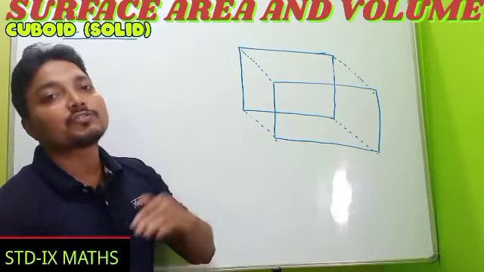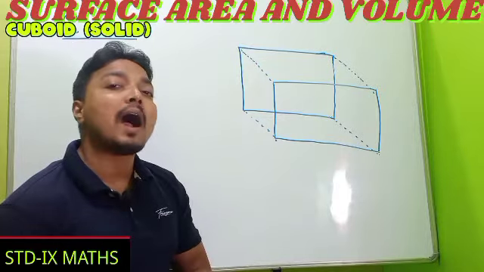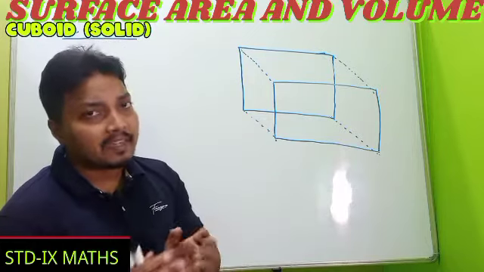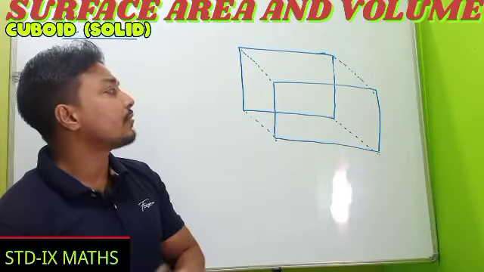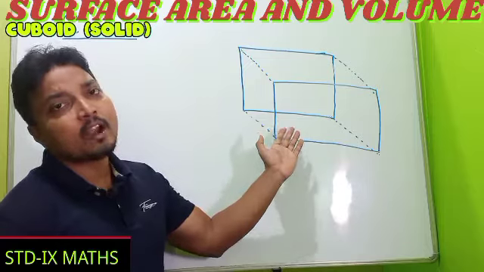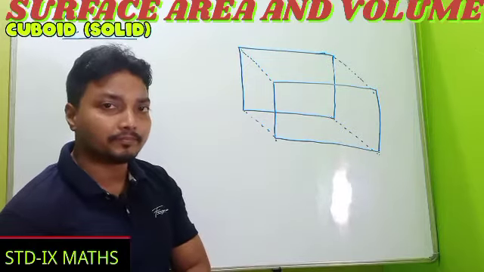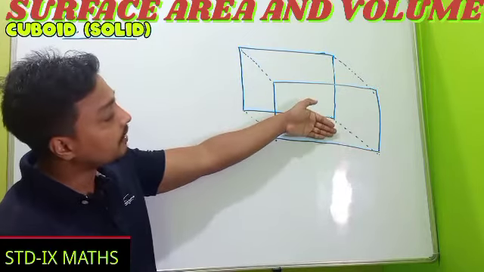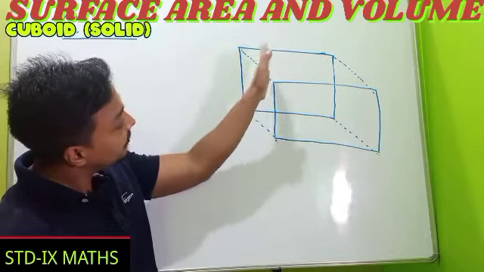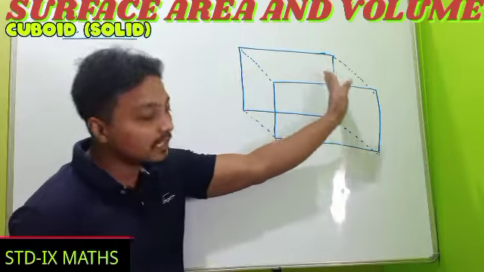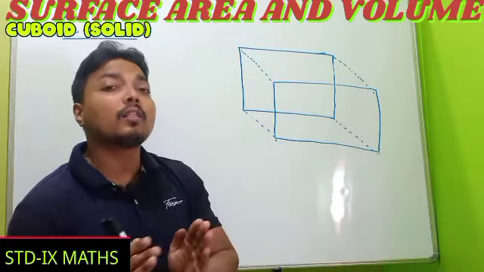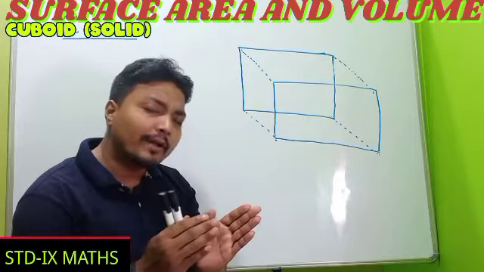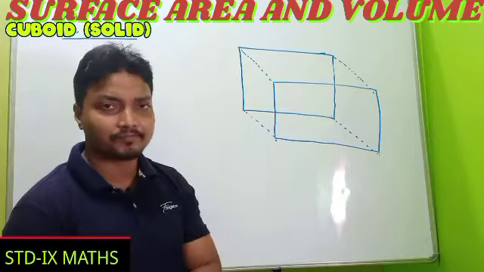Everyone see, a cuboid in another word can be called a rectangular box. Why is it called a rectangular box? You can see all the faces of the cuboid. It may be the base, the top, the front, the back, the left face, or the right face. All the faces are rectangular faces, for which we call it a rectangular box.